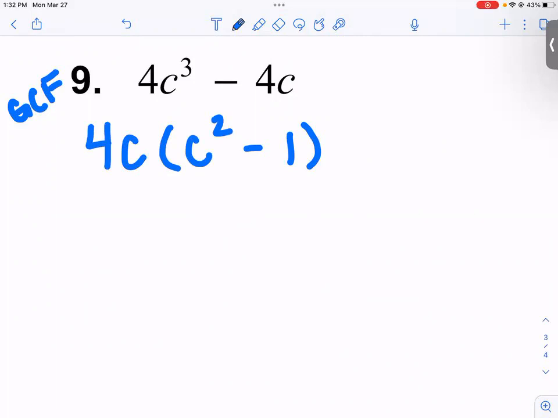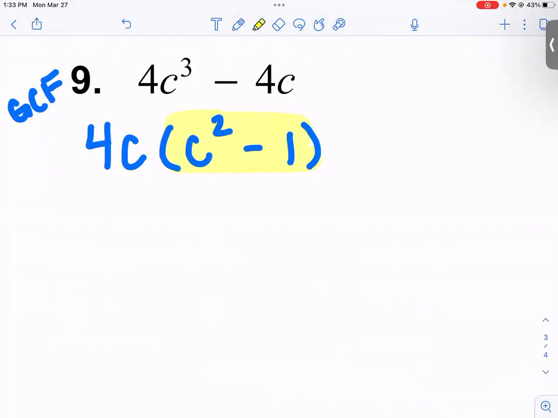Can we factor it further? Why? What do you notice about C squared minus 1? It is in parentheses. How many terms are there inside the parentheses? There are 2 terms, 2 terms that are being subtracted.